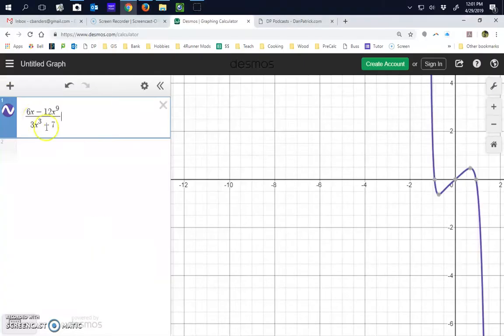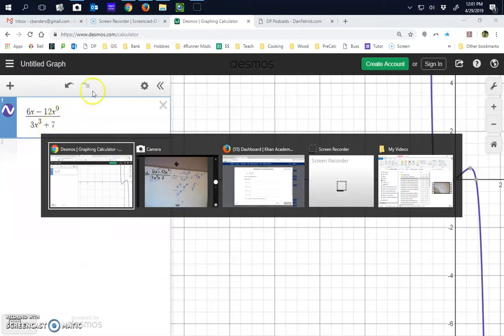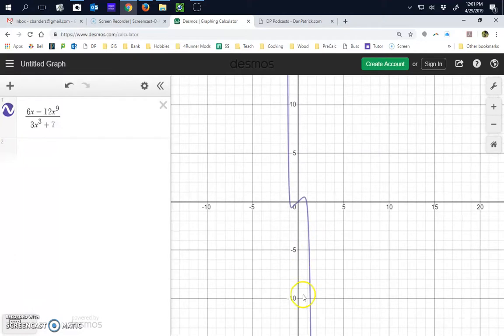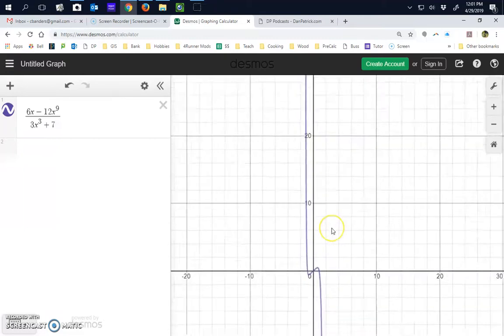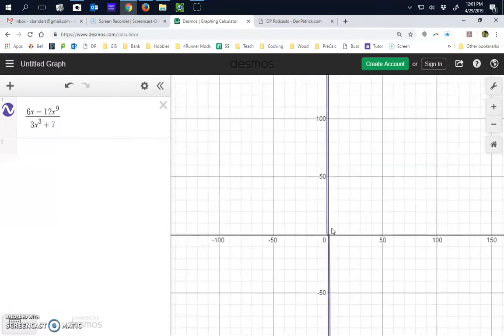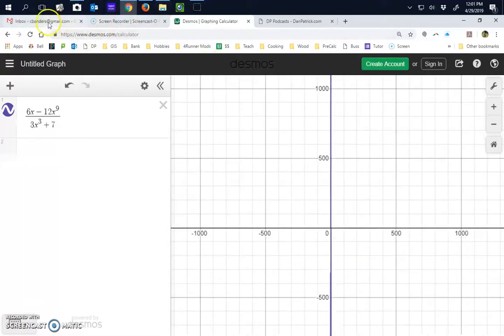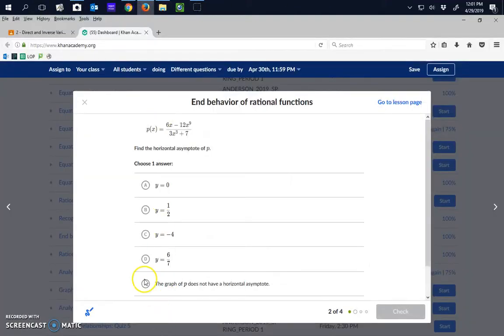So not every function, and I have it graphed here, will have a horizontal asymptote. You can see here, if we zoom out, there's no horizontal line that our graph will not cross. It just goes on forever, up and down. I'm zoomed out pretty far, and you can go way further out, but it's going forever in both directions. So the answer here is that the graph of P does not have a horizontal asymptote.